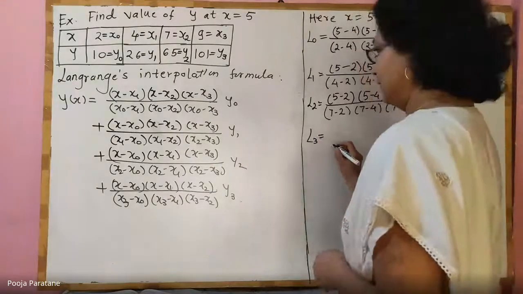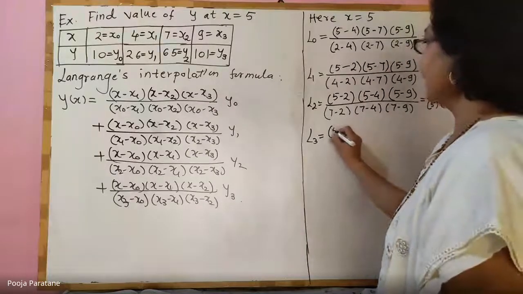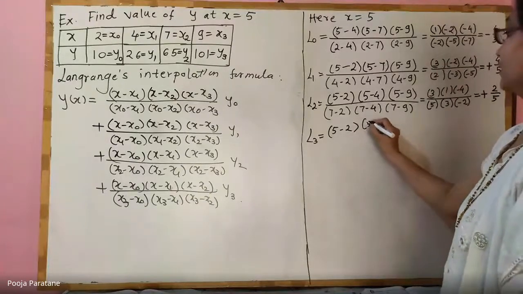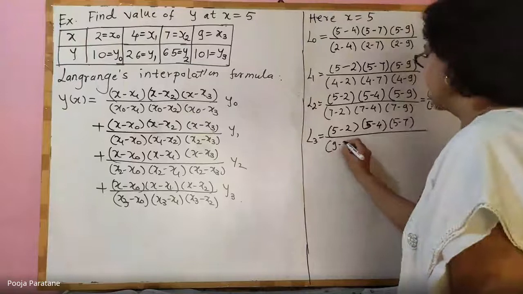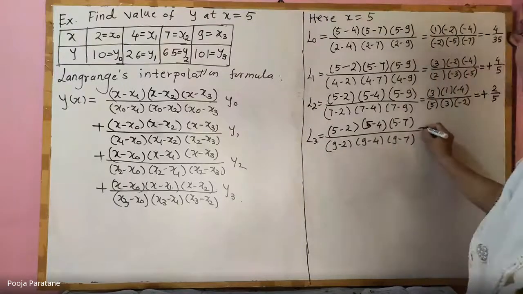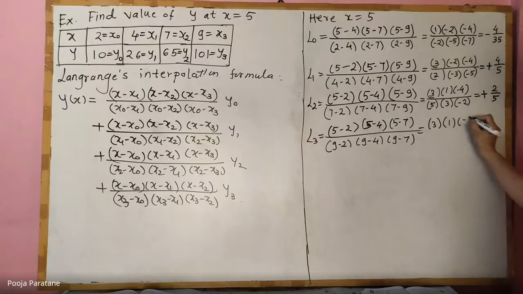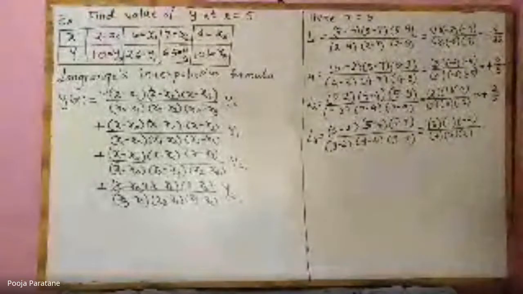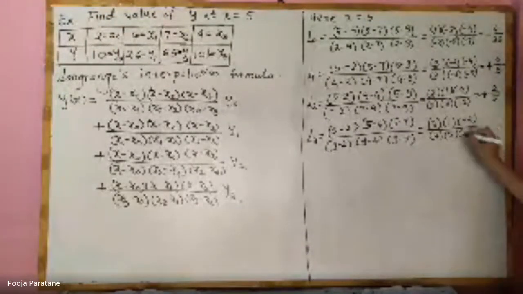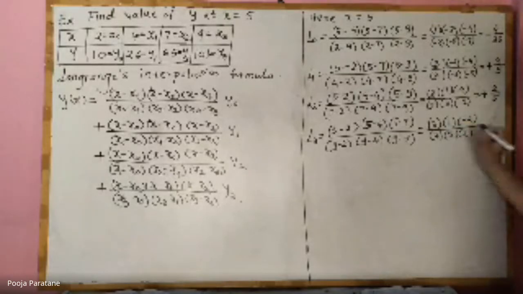Then L3. Now here we are calculating it related to x3. So 5 minus 2, x is equal to 5, 5 minus 4, 5 minus 7 upon, now x3 equal to 9. 9 minus 2, 9 minus 4, 9 minus 7. Let me write it here: 3, 1, minus 2, and then here 7, all positive. 9 is greater than all these values. Here 5 and 2. So again, check the sign: the numerator sign is minus and in the denominator there is plus. Now 2 is getting cancelled and we get 3 upon 35. This 3, and 7 into 5 is 35. So 3 upon 35. Now we can pick up these values and substitute in the formula.